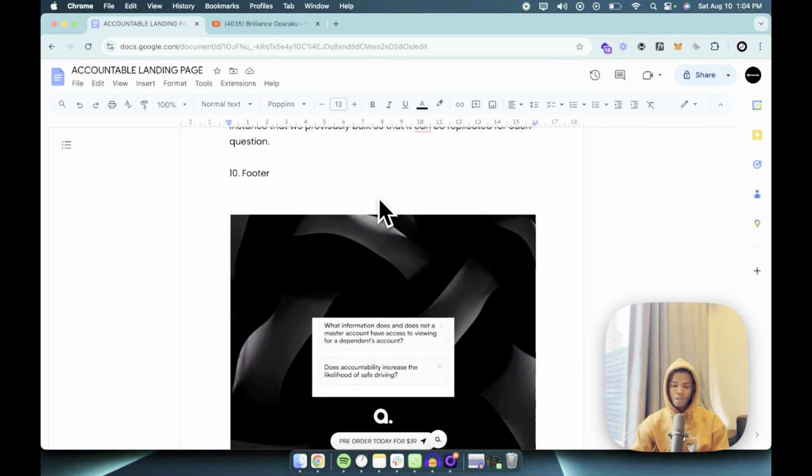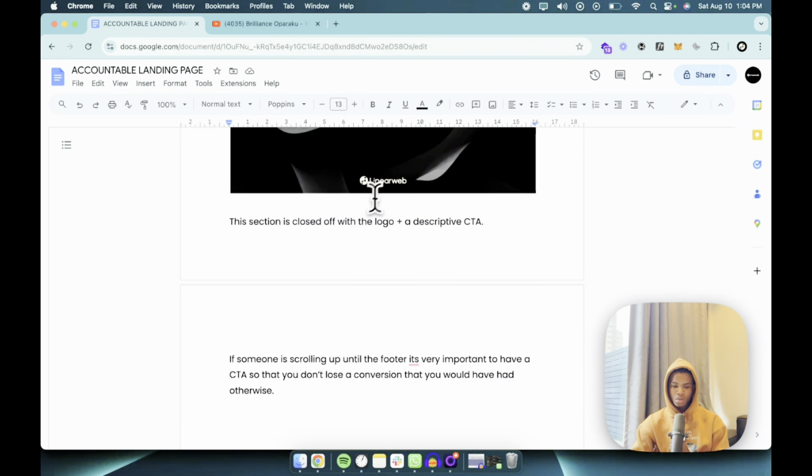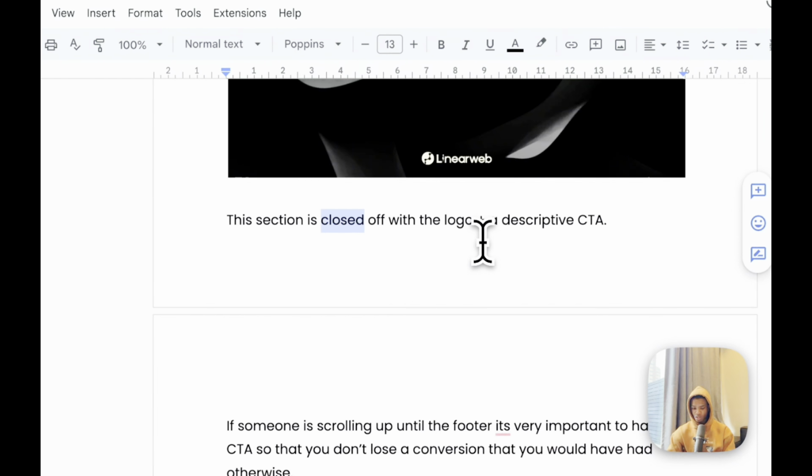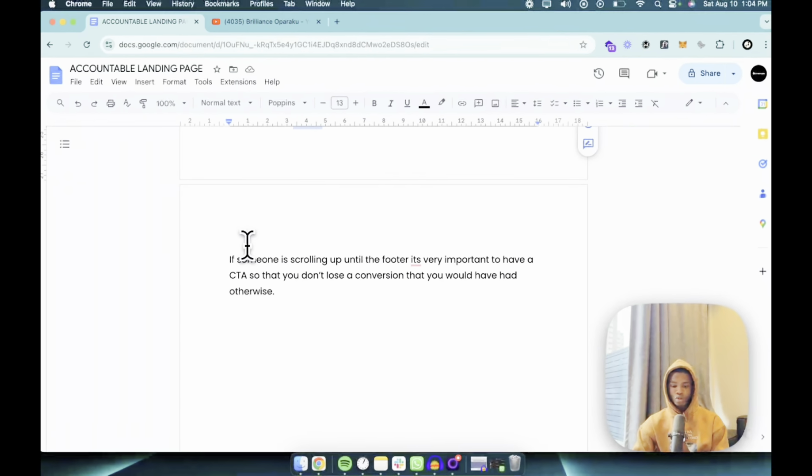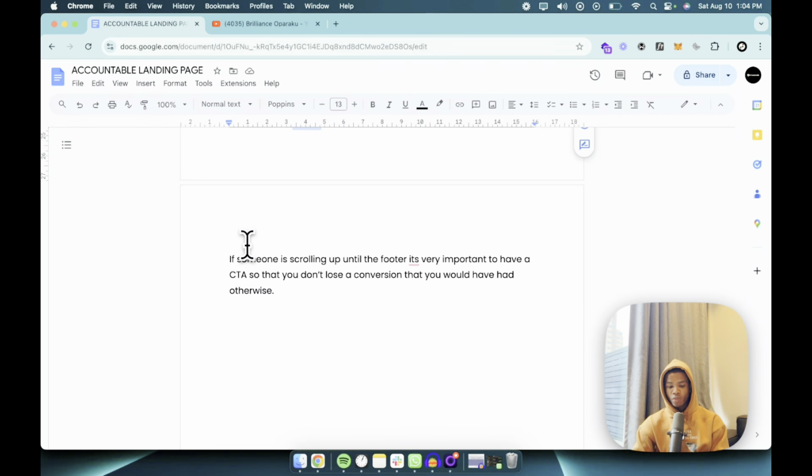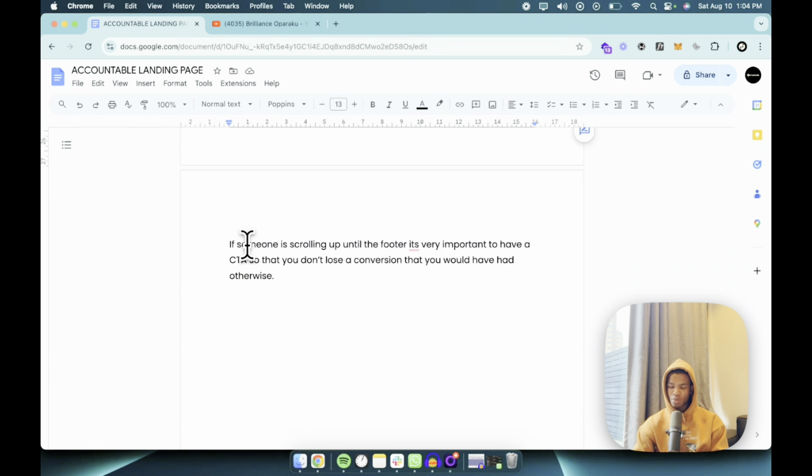The next one is the footer, and that's the last one. So this section is closed off with the logo plus the descriptive CTA. If someone is scrolling down to the footer, it's very important to have a CTA so that you don't lose the conversion that you would have had otherwise. Because if they're scrolling until that point, they're probably having some doubts, but then their doubts might get cleared up, let's say by the FAQ or something, and you want them to have access to the CTA immediately so that they don't get distracted or bounce off.